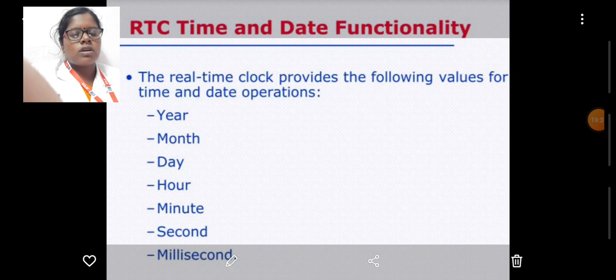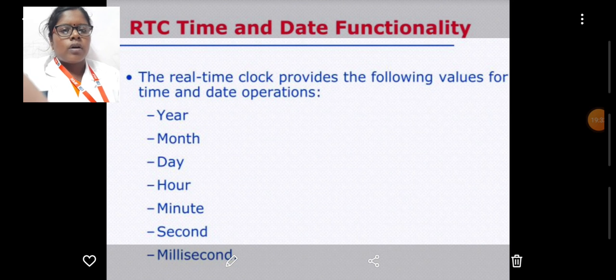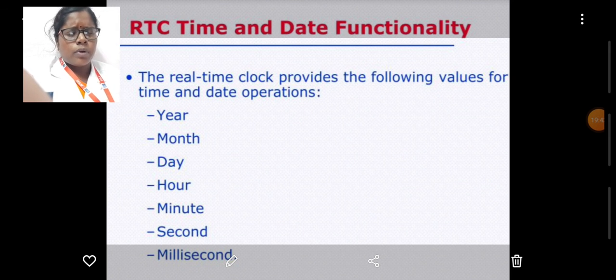Today we have seen about the watchdog timer and RTC. The next part we will see is the in circuit emulator. That is the last topic in unit 1. Almost we have covered every topic in unit 1.